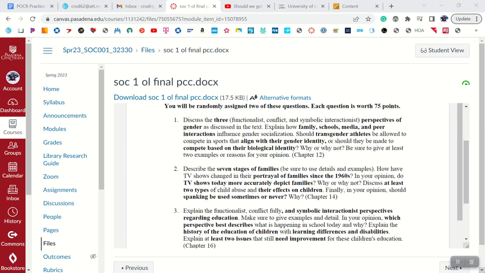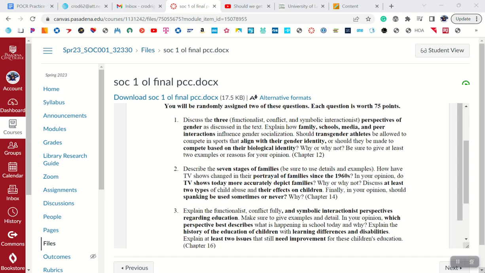Same thing for conflict perspective. Of course, conflict theorists look at things in much more critical light. So conflict theorists view gender as being sometimes harmful for people because of the way that we categorize people and we make them feel as though there might be something wrong with them if they don't identify the way that society believes they should. And then, of course, you'd expand on that.